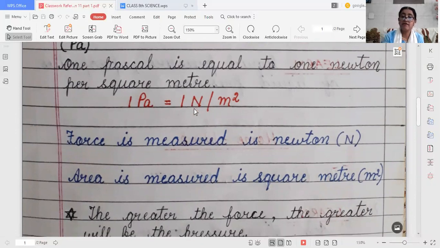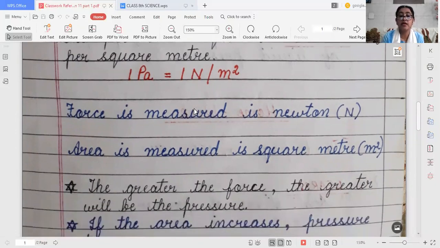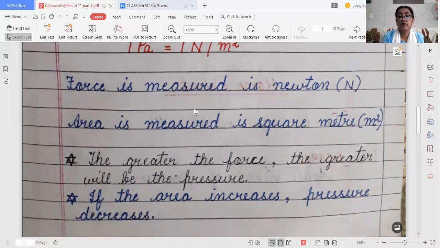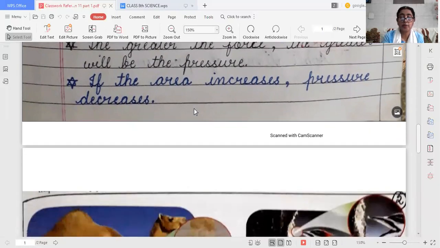The greater the force, the greater will be the pressure. Very important point. If the area increases, then what will happen? The pressure will decrease. When the area increases, the pressure decreases. That we will discuss later on.